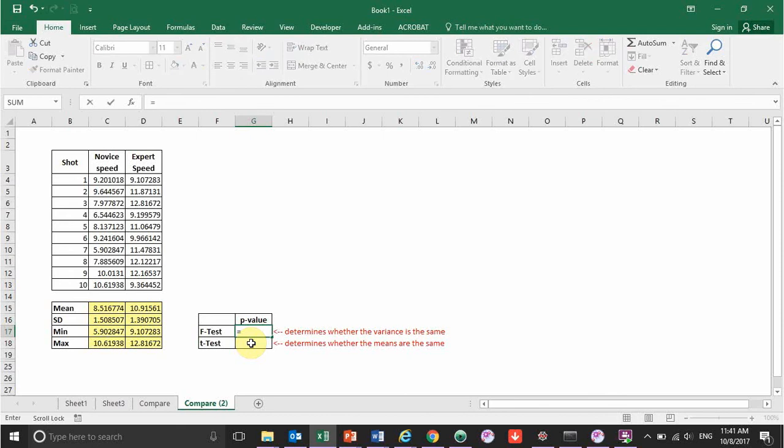We say is equal to F dot test, then open bracket. I'm just going to take these values, comma, and then these values. These are the ones that I'm comparing. Close bracket and press tab. And we get this p-value of 0.81.